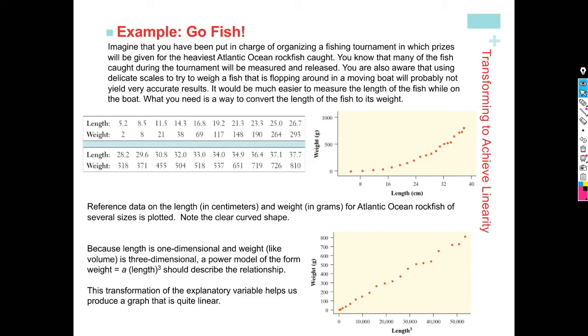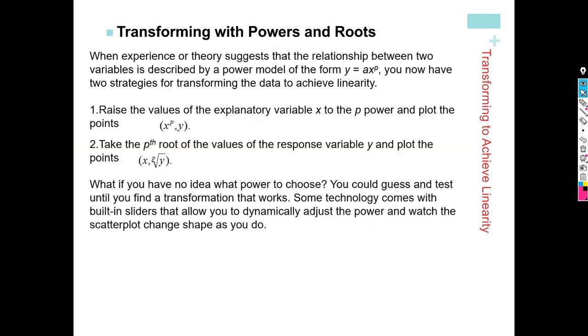So what we're doing is graphing y on the y-axis and graphing x cubed on the x-axis instead of graphing x. And when we do that, what we're really doing is saying that the relationship between x cubed and y is a straight line. Now, an easier way to do this is with logarithms.